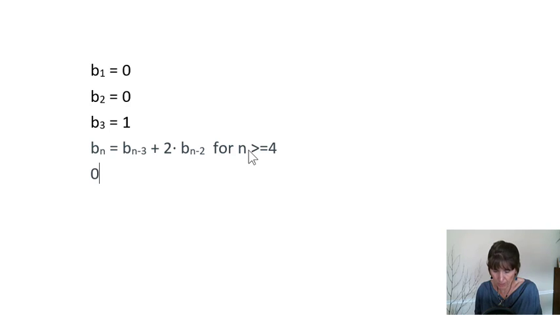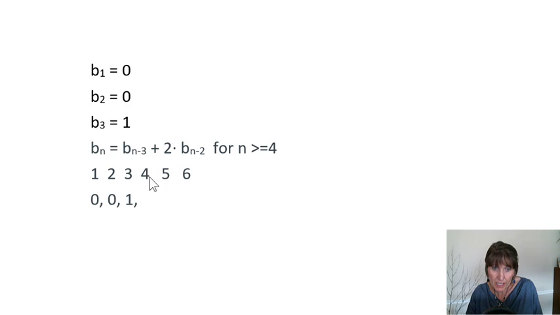The first term is 0. The second term is 0. The third term is 1. What's the fourth term? It's b of n minus 3. What index are we at now? We're at index 4, right? Let's go ahead and write the indexes above here. This is index 1. This is index 2. This is index 3. This is index 4. Do index 5 and index 6. Okay, let's just do that many. So now we're at index 4.